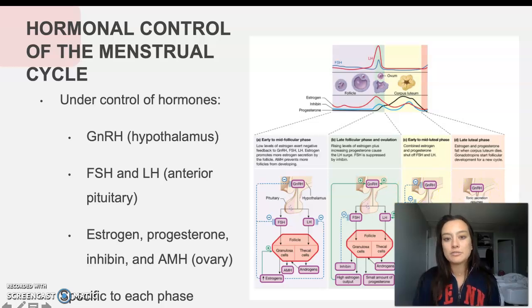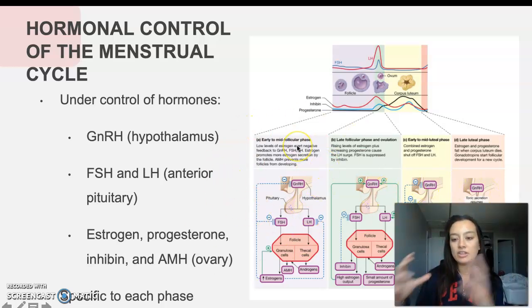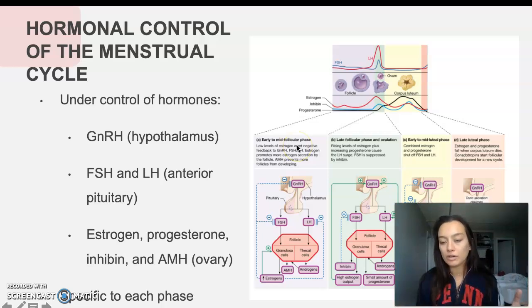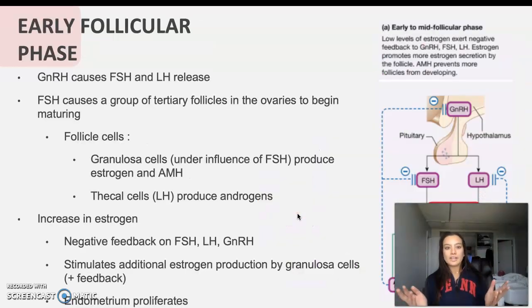We're going to talk about the specific phases of the ovarian cycle here. You can see the image on the right shows you all four, the breakup of the phases that we're going to talk about. You'll see this diagram over and over again, focusing on each different window or each different pane. So let's start with the early follicular phase.